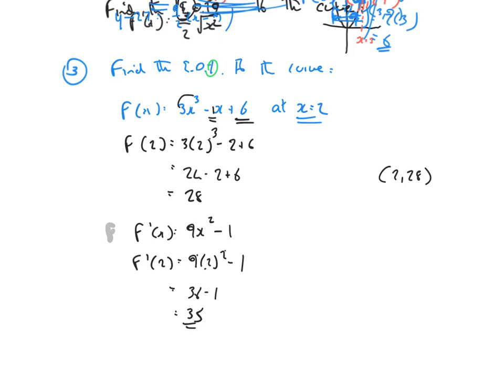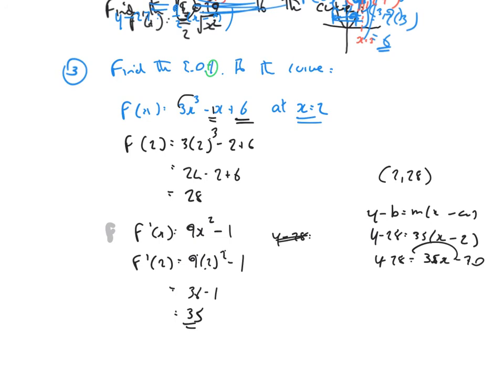Okay, so the gradient is 35, and I've got the point (2, 28), and then y minus b equals m bracket x minus a. So it's y minus 28 is equal to 35 bracket x minus 2. y minus 28 is equal to 35x minus 70. Bring that over, change its sign, y equals 35x minus 70 plus 28, which is minus 48 (so y = 35x - 42).